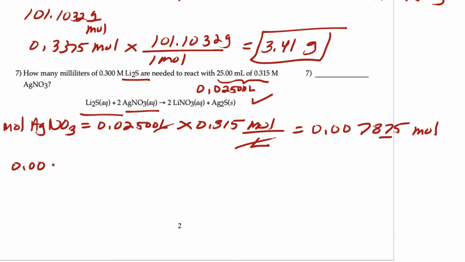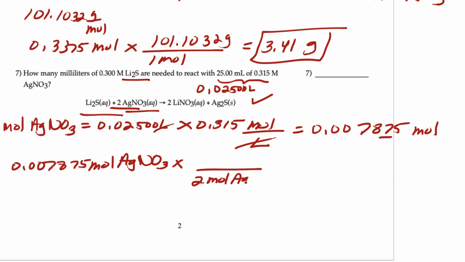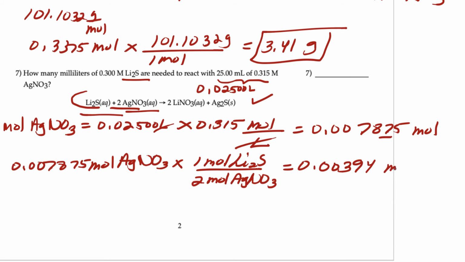So I have 0.007875 moles of silver nitrate, and from my equation I see that 2 moles of silver nitrate will react with 1 mole of lithium sulfide. So we'll go ahead and put that in the calculator. What I have is 0.00394 moles of lithium sulfide.